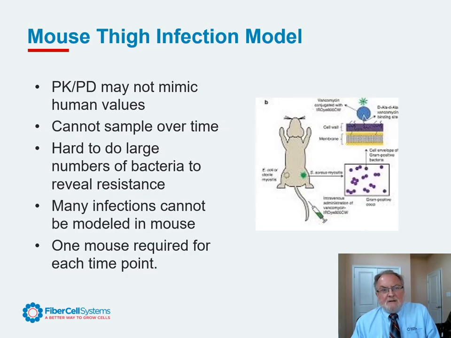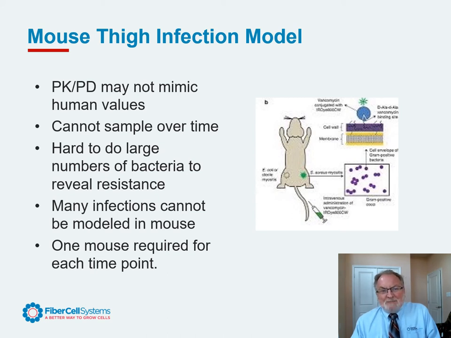The mouse thigh infection model consists of a standardized infection on a mouse thigh. And then we can dose the mouse with the antibiotic and look at the effects over time. However, there are many problems with this animal model, even though it's widely used. The PK/PD of the particular antibiotic may not mimic human dosing profiles.